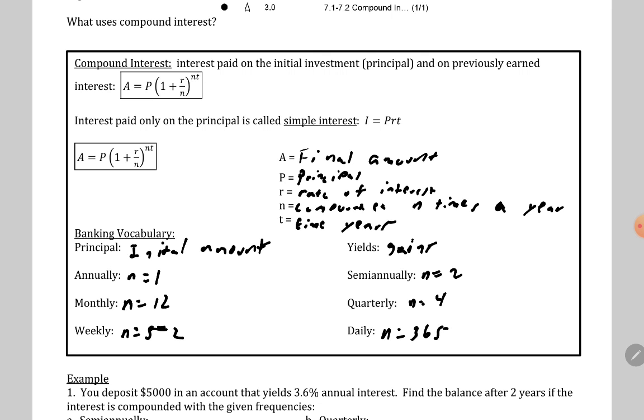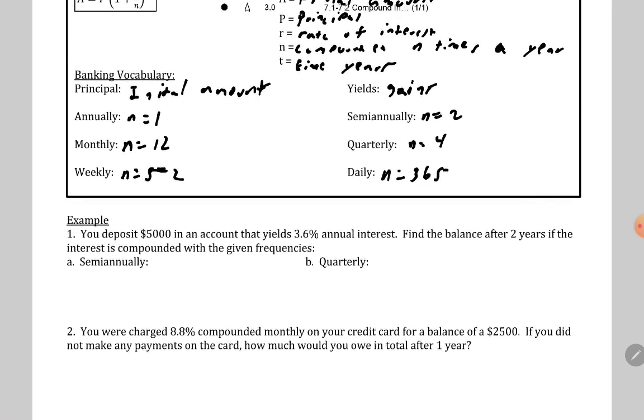So let's use this formula. You deposit $5,000 in an account that yields 3.6% annual interest. Find the balance after 2 years if the interest is compounded with the given frequencies. So $5,000 is our principal, our initial amount. Our rate of interest is 3.6%, so we have to change that into a decimal, which is 0.036. T is 2 years. Then they want us to compound it semi-annually. That means N equals 2.